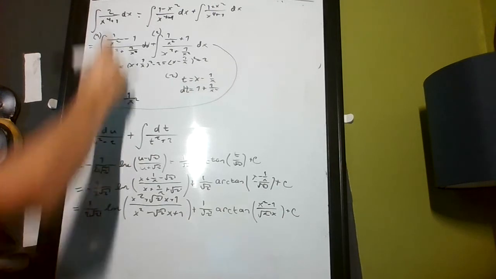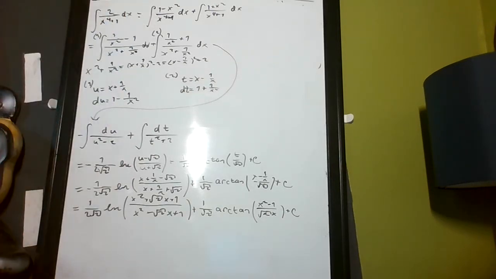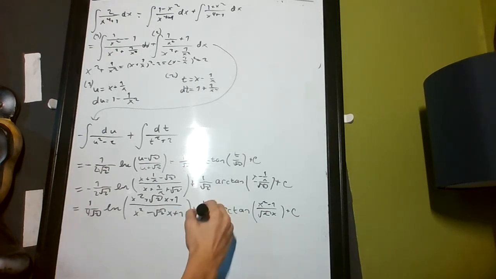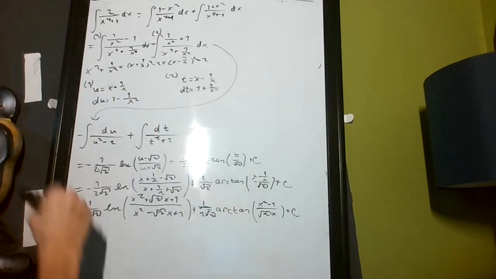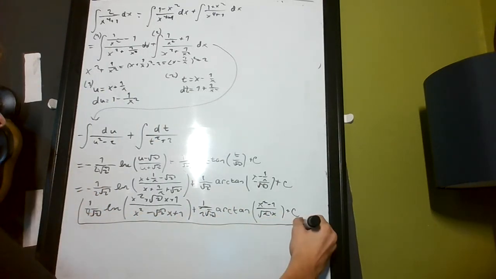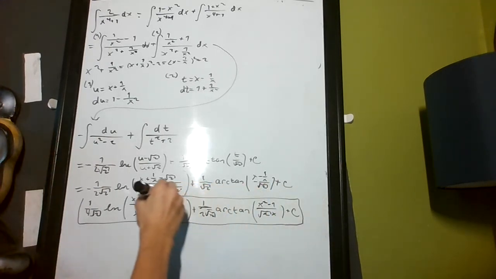And then this is 2 over x to the fourth plus 1, so I need to multiply this by 1/2, which is pretty easy to do, giving 2 square root 2 in the denominator. Okay, so then this is the final answer for the integral.